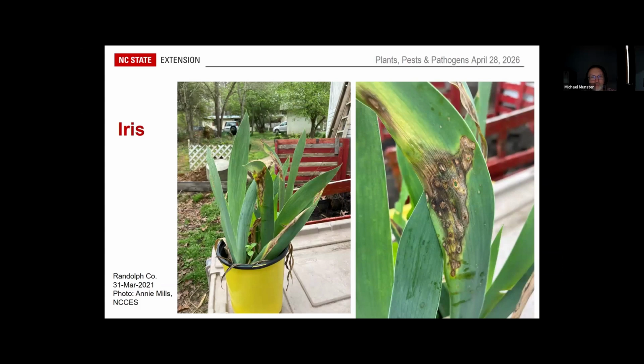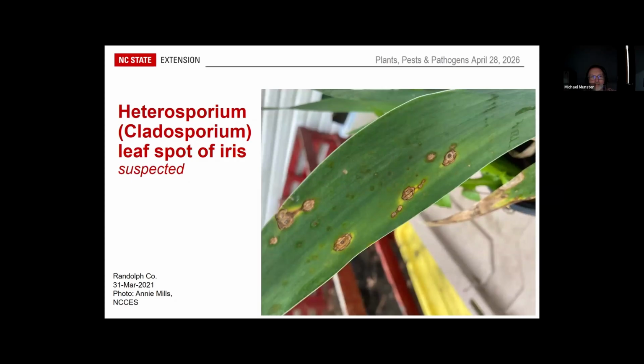Iris, you want to be on the lookout for this disease here, very unsightly leaf spotting caused by Heterosporium, is a name you may know it by, but I believe it's now classified as Cladosporium, that leaf spot of iris.